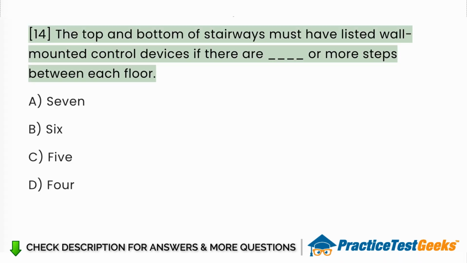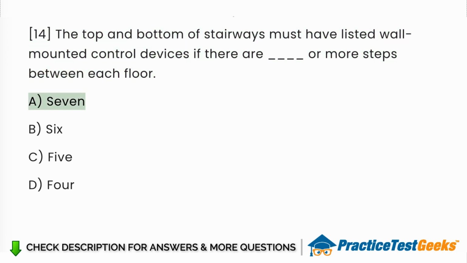The top and bottom of stairways must have listed wall-mounted control devices if there are blank or more steps between each floor. A. 7. B. 6. C. 5. D. 4.